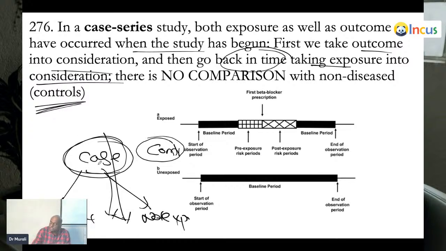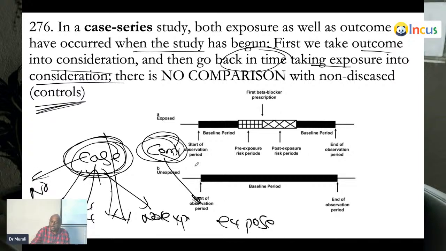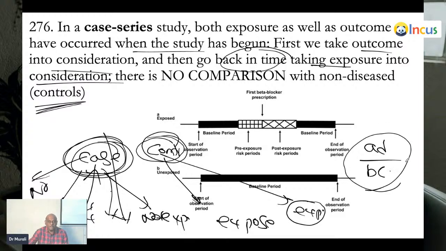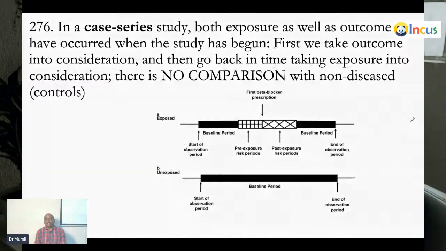Whereas in a case control study, in the cases you are looking at how many got exposed, and in controls you are looking at how many got exposed. Right? And in cases you are taking how many were not exposed, in controls how many were not exposed, and then you are calculating AD by BC, the odds ratio. That is case control. Understand? Whereas in case series, controls are not considered, only cases are considered. That becomes a case series study. That's what you need to emphatically remember.